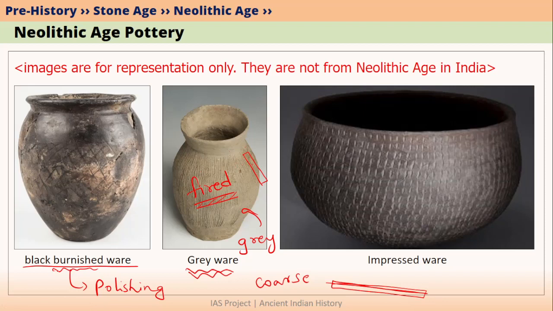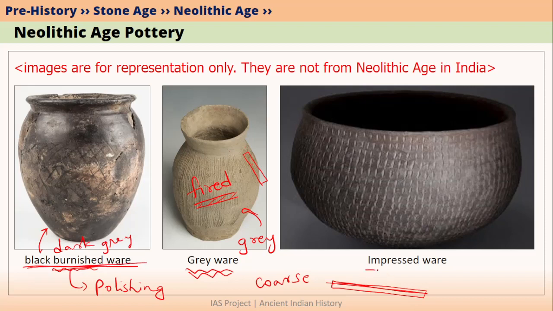Once the wet clay pot is burnished, then it is fired, and after firing it used to turn into black color or dark grey color. So that is why such burnished pottery is also called black burnished pottery or black burnished ware.